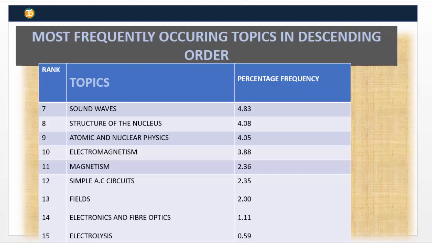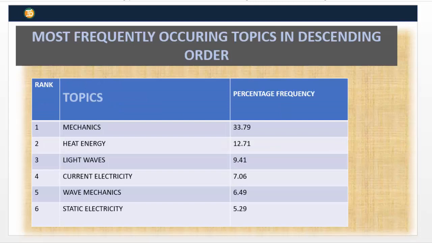Now, note that mechanics takes 33.79% in the percentage frequency. So, which means more time should be dedicated to the study of mechanics than to the study of light waves, than to the study of electrolysis.